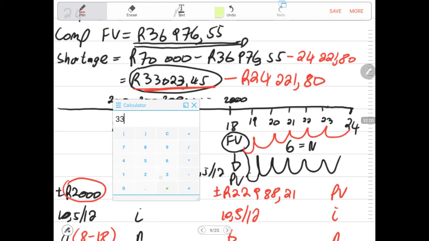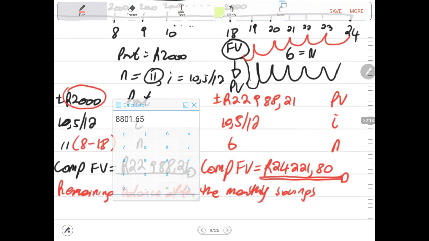So we had 33,023 rand 45 cents minus 24,221 rand 80 cents. Then we can say that the remaining balance now becomes 8,810 rand 65 cents. This is what they still need to raise.